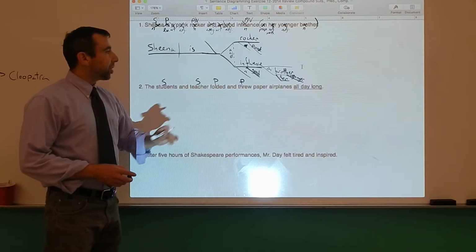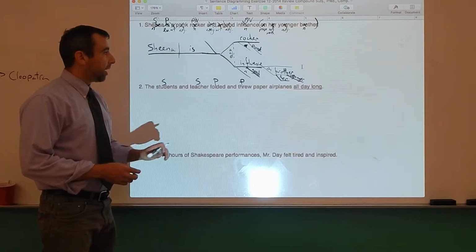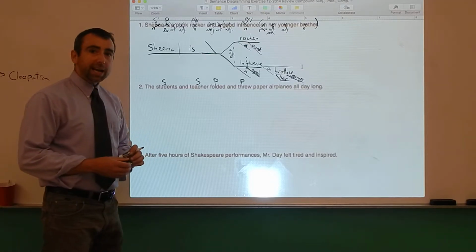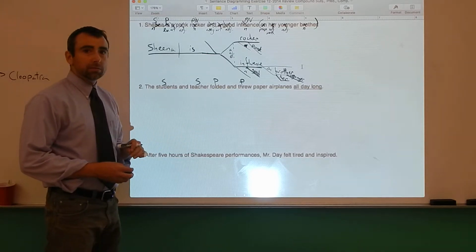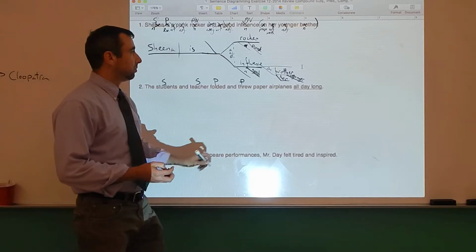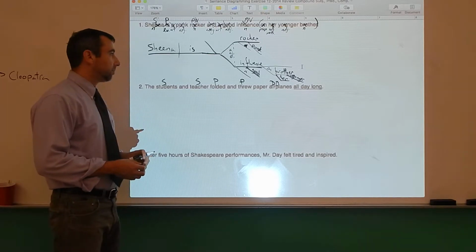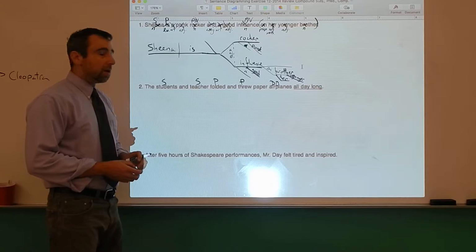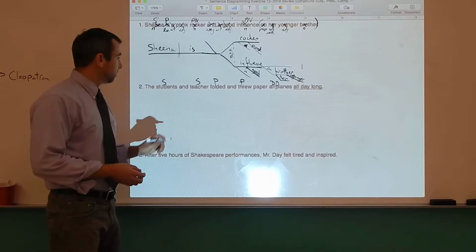Okay, students and teacher folded and threw what? Paper airplanes. Okay, is this what? Airplanes. Is that a direct object, a predicate adjective, or a predicate nominative? Well, look at the verbs. Are these action or linking? Okay, so you should know the answer to your question now. Airplanes is a direct object. There is no indirect object here. I hope you can see that. So please take a moment to pause the video and identify your parts of speech.